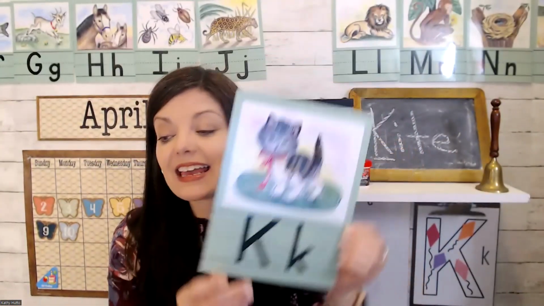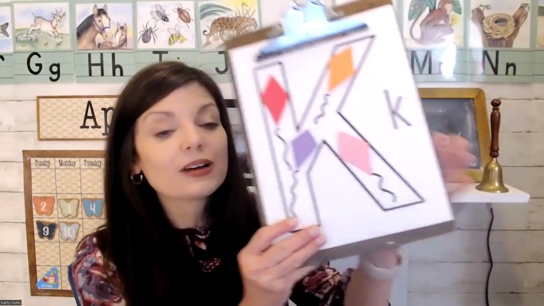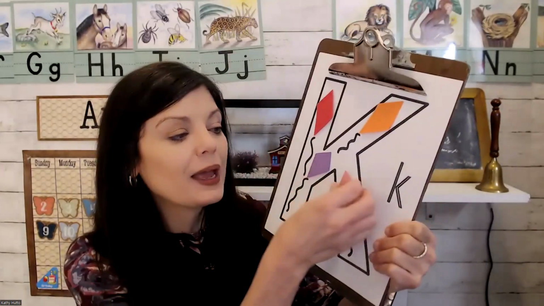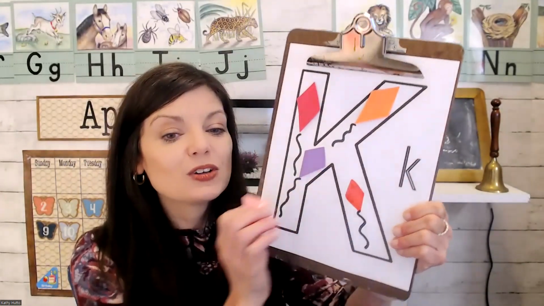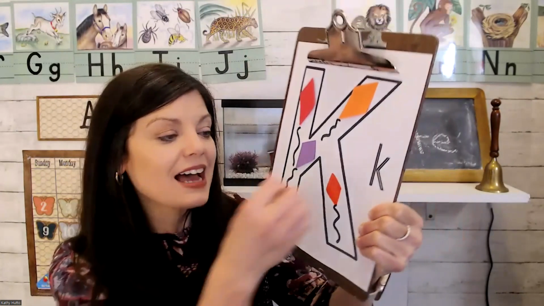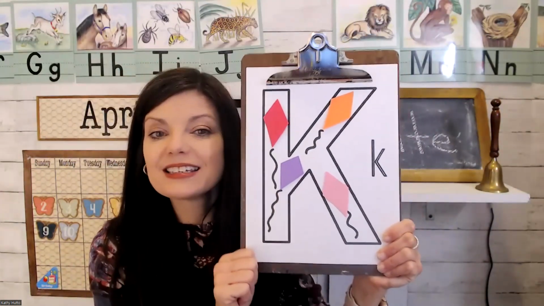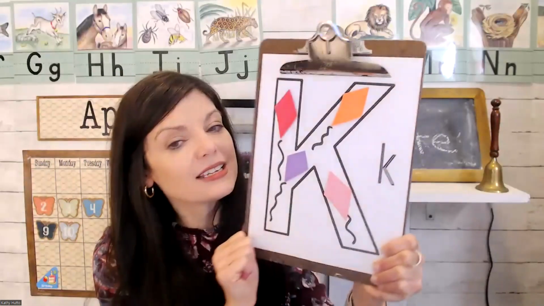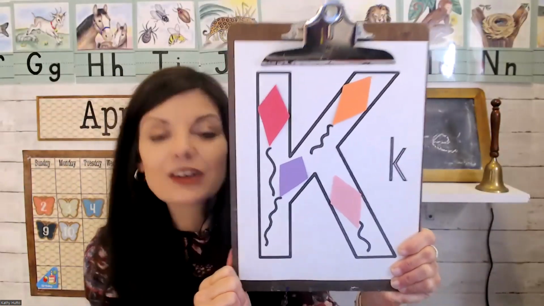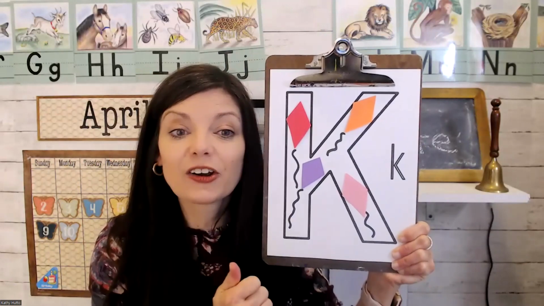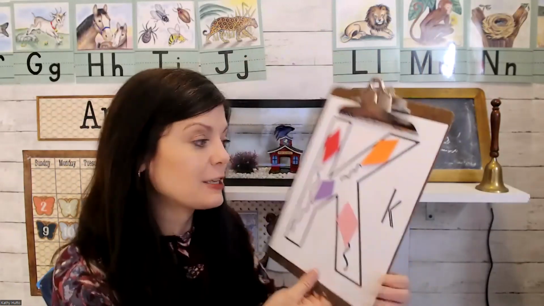Well, today K is for kites. And I decorated my K with some little kites that I cut from colorful paper. But you could also draw a kite, just make a diamond. I drew some little strings. So this letter is what? Letter K. And that's an idea for decorating your letter K for kites.